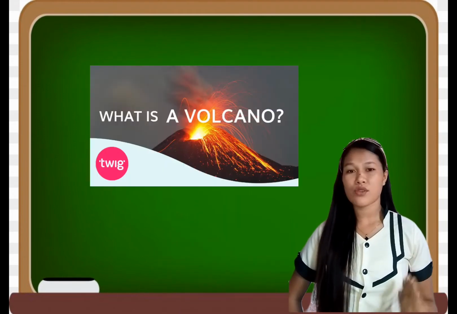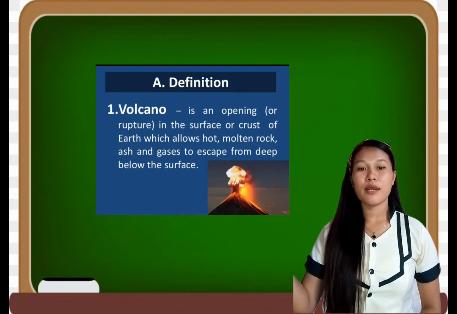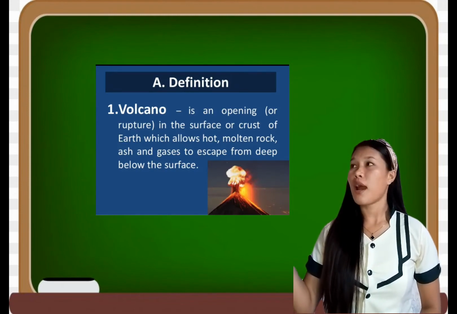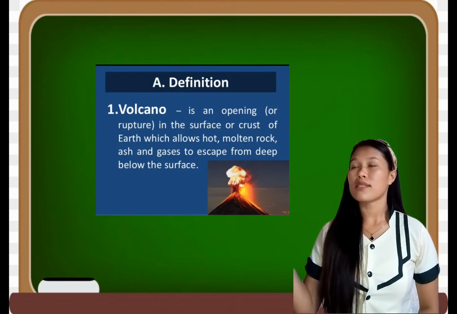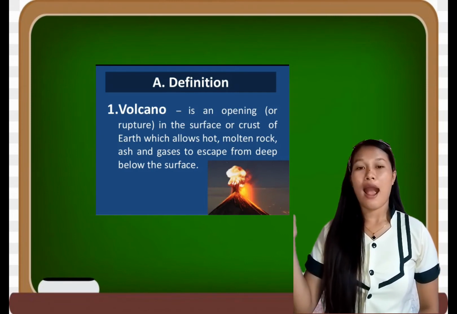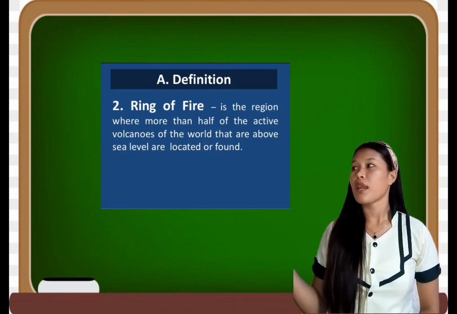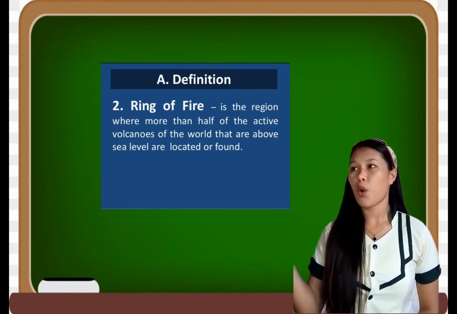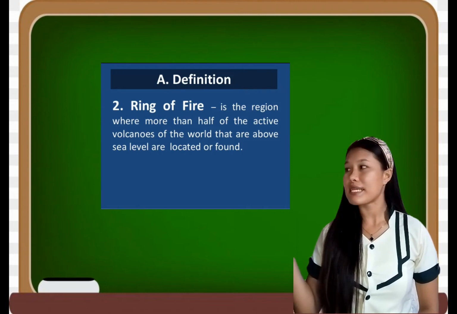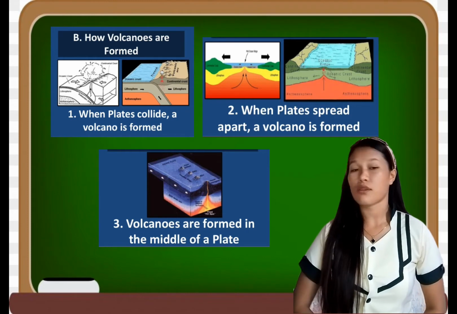So, before we start, what is a volcano? A volcano is an opening or rupture in the surface or crust of earth which allows hot, molten rock, ash, and gases to escape from deep below the surface. Ring of fire is the region where more than half of the active volcanoes of the world that are above sea level are formed.